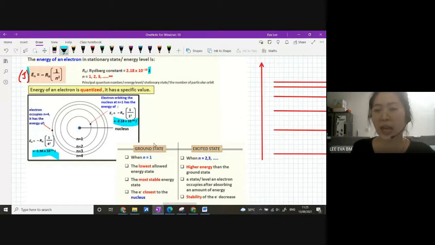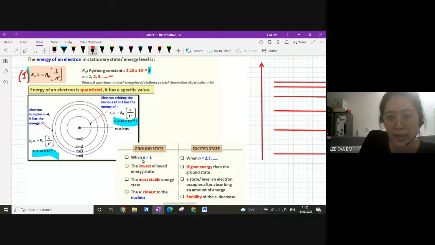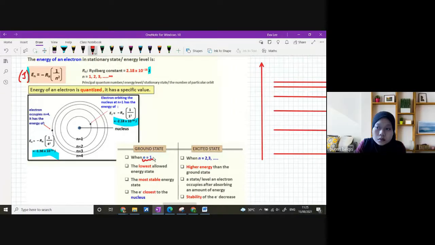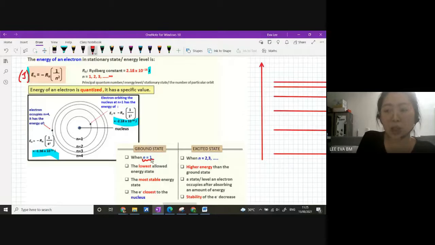Okay, so ini adalah ground state. Of course, dekat sini, value n equals to 1 depends. Sebab nanti kita akan belajar, kita ada beberapa series. So, n equals to 1 is subjected to series. So, setakat ini awak ingatkan daripada point yang kedua. Ground state, dia mesti lowest energy state, most stable, closest to nucleus.